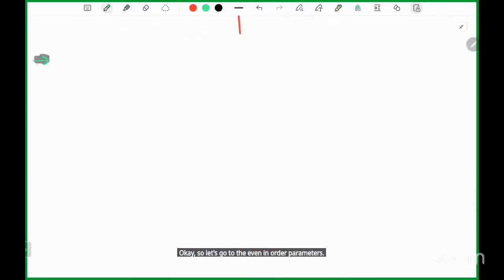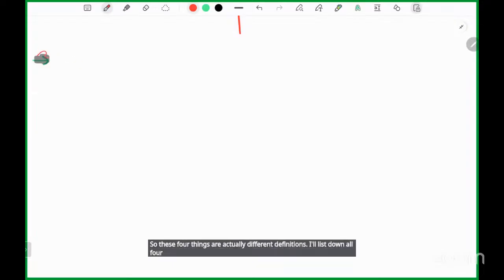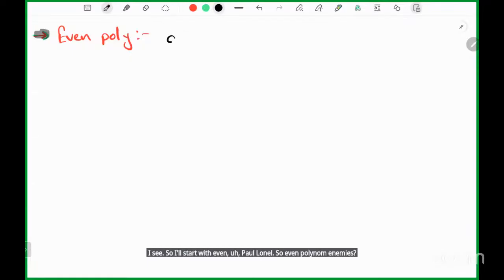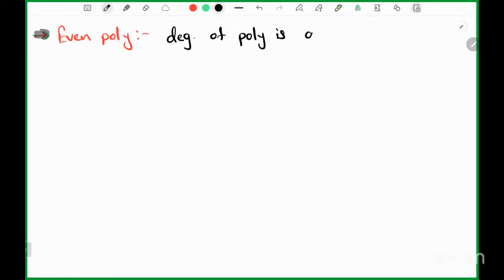So what is even polynomial? See, even polynomial, even functions, odd polynomial, odd functions, both are different. So these four things are actually different definitions. So I'll list down all four so we can see. So I'll start with even polynomial. So even polynomial means that the degree of polynomial is an even number. Okay, so if the degree of polynomial is an even number, it's known to be an even polynomial.